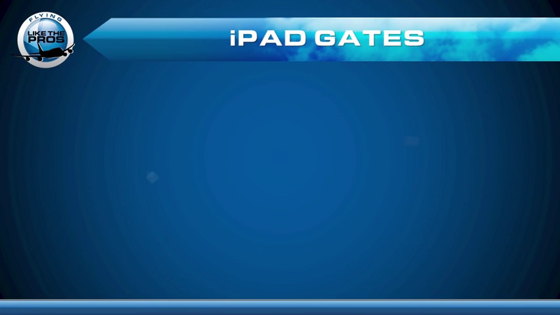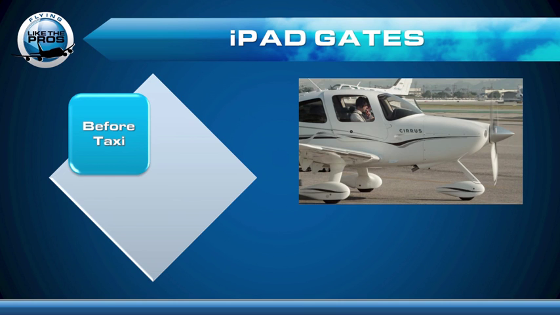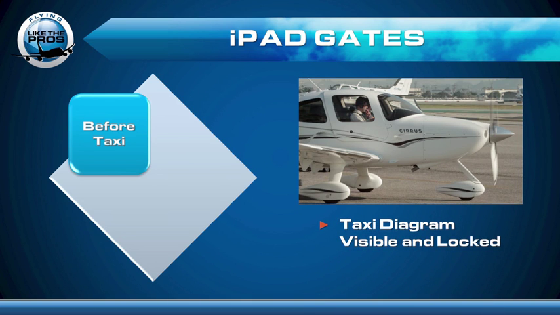Our first gate is before taxi. Right before I key the mic and call ground to say I'm ready for taxi, I take my iPad, I bring up the taxi diagram, I get it positioned exactly the way that I like it, and then I will lock the plate. I don't want the plate to shift while I'm taxiing, which would distract me.